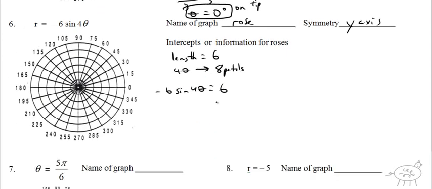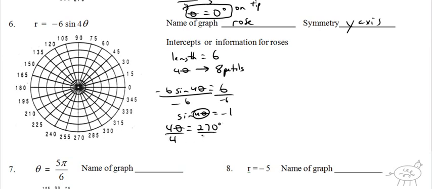Okay, so let's keep going here. Divide by -6. So I get sine of 4 theta equals -1. And then I say, well, the sine of what is -1? The sine of 270. So I need to make 4 theta equal to 270 degrees. So that's what I do. 4 theta equals 270 degrees, and then I solve for it.